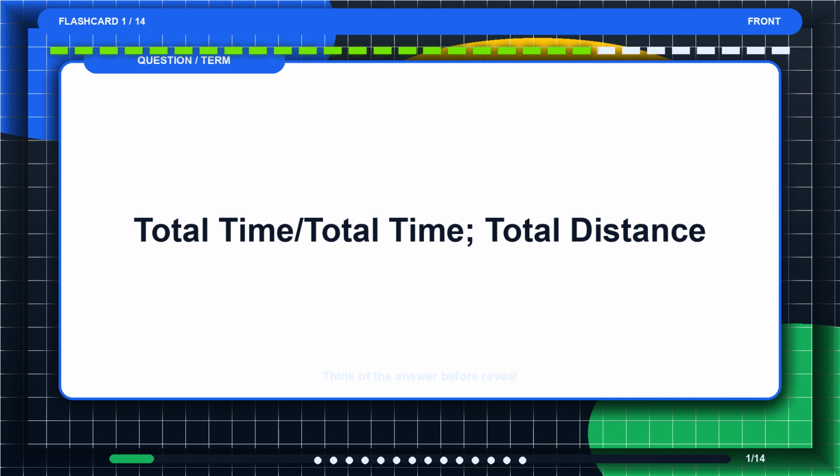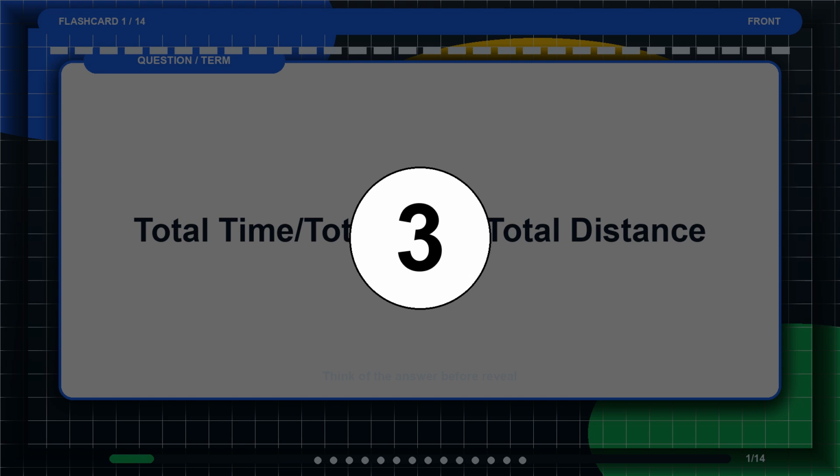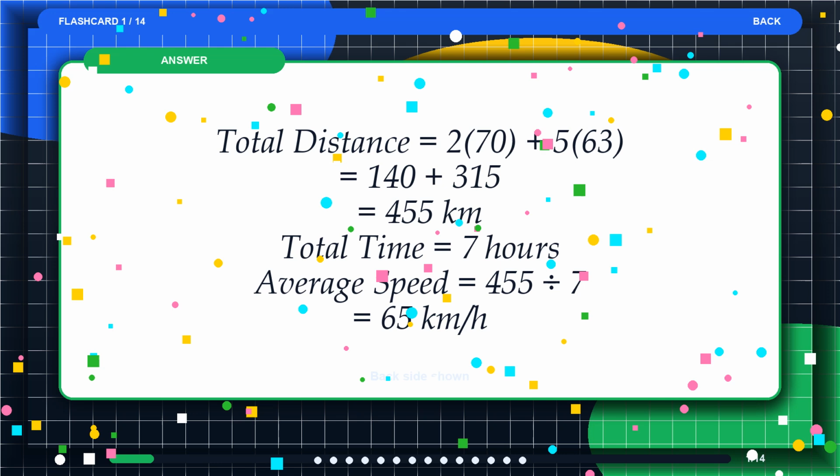Flashcard 1. Average speed equals total distance over total time. Pause and think of the answer before the review. The answer is total distance equals 270 plus 560, 3 equals 140 plus 315 equals 455 kilometers, total time equals 7 hours, average speed equals 455 divided by 7 equals 65 kilometers per hour.